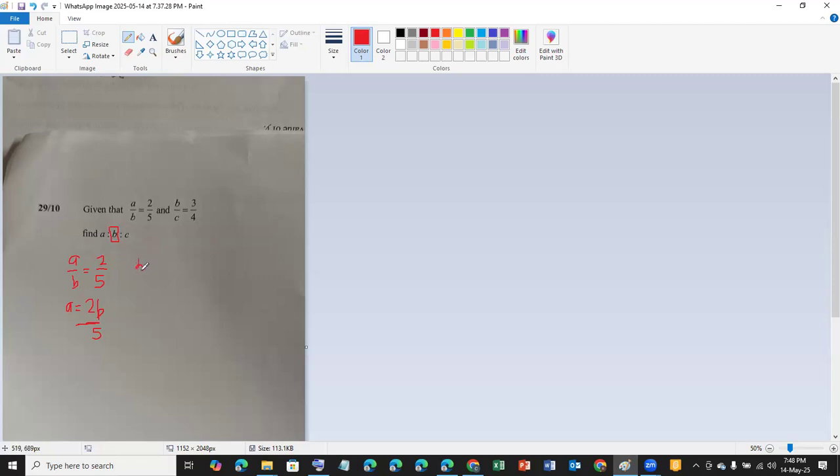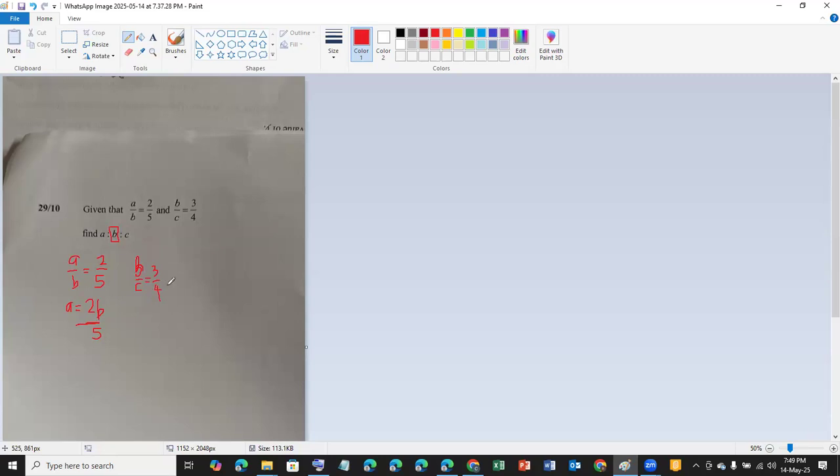Okay, so B over C is equal to 3 over 4. Again, the whole idea I'm trying to do here is to express everything in terms of B, because B seems to be what they have in common, and B is at the center. So what will C be equal to? Now, for C, it's a bit tricky. To avoid the confusion, this is what I'm going to do.